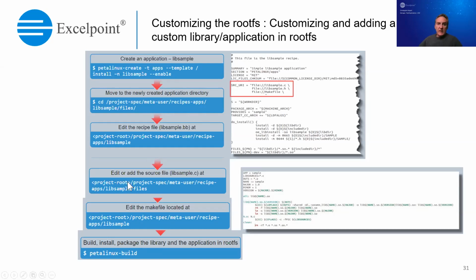Step 4 is to add the source file as per your requirements in the directory given here. And if your changes require a header file, you can create or add your header file as well. Step 5 is to make the corresponding changes in the makefile in the figure located here. And then step 6 is to build again.